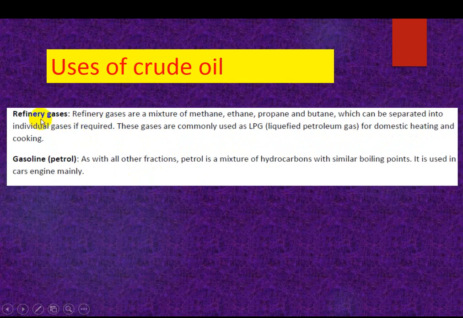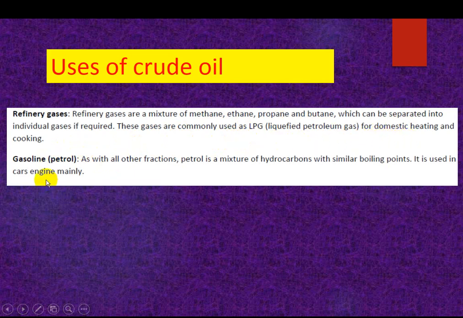Refinery gas is for cooking purposes. It includes methane, ethane, propane, and butane. Refinery gases are a mixture of methane, ethane, propane, and butane, which can be separated into individual gases if required. These gases are commonly used as LPG, liquefied petroleum gas, for domestic heating and cooking.